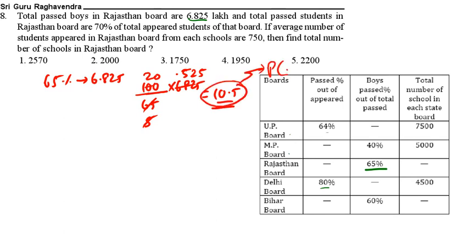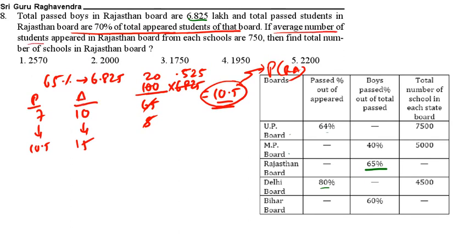Passed percentage out of total appeared. We don't know the total appeared, it is always 100. Out of 100, passed percentage is 64 for UP board. For Delhi board it is 80%. Boys passed out of total passed: in MP boys passed is 40, Rajasthan it is 65, Bihar it is 60.